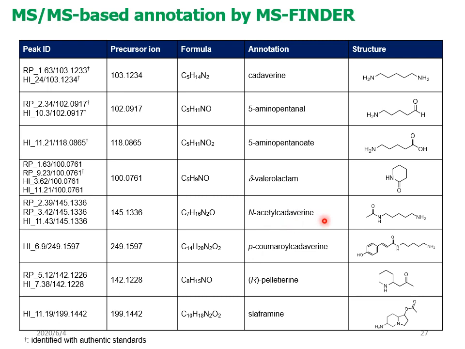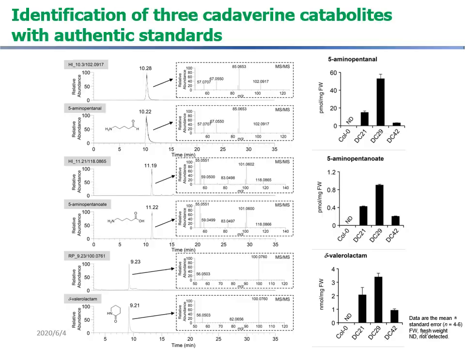Similarly, several derivatives of cadaverine. So cadaverine would result, some enzyme should act to give N-acetyl cadaverine. Some enzyme should act on cadaverine to make p-coumaroyl cadaverine, and so on. So we could identify several of these new metabolites. We confirmed them using authentic standards. In metabolome analysis, many metabolites you can predict based on m/z value, but that is not enough, and you need to have pure standards. So we did that, and we confirmed them.